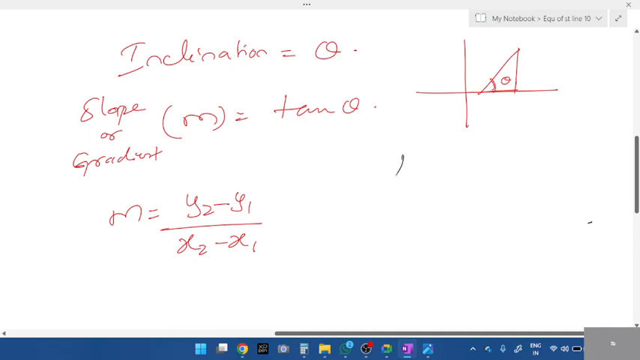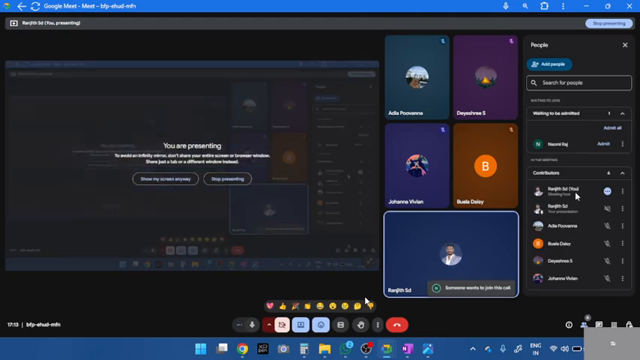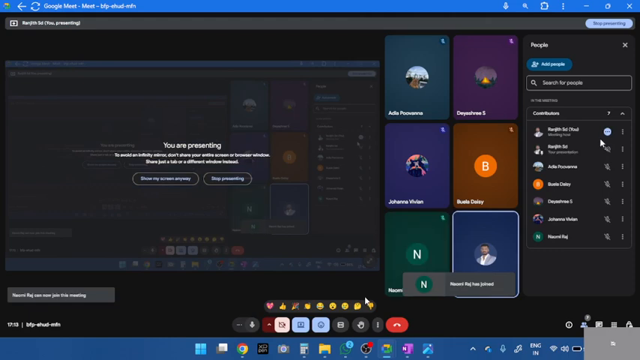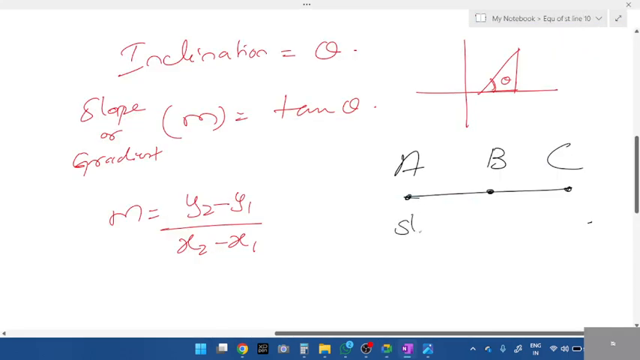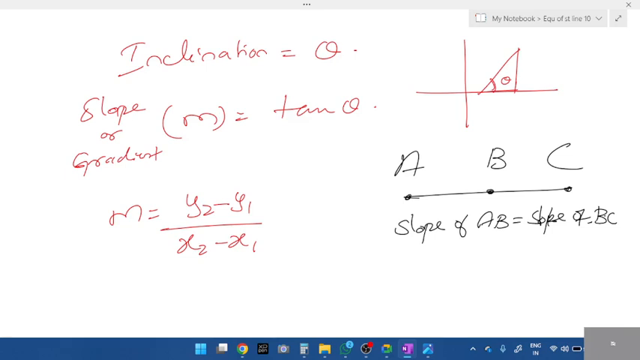Next, collinear points. If 3 points are collinear, what's the formula, students? Slope of AB should be equal to what? Slope of BC. Slope of AB is equal to slope of BC. These are the four concepts we studied this morning, right? So we'll continue with this, students.